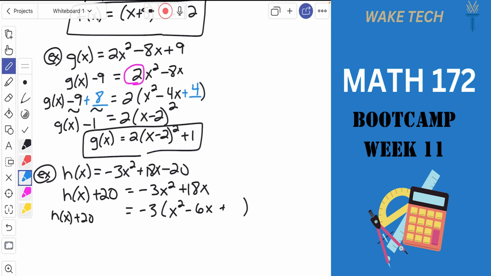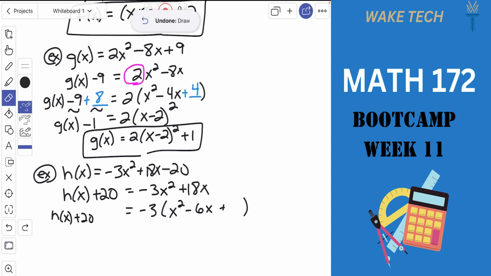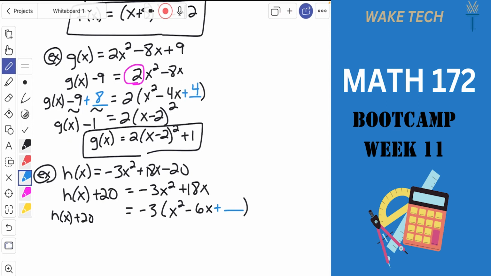We factor out the -3 from -3x squared, it leaves us with x squared. But factoring out the -3 from the 18 leaves a -6. Then we can add the new term to both sides. It goes inside the parentheses on the right, it just goes on its own on the left.